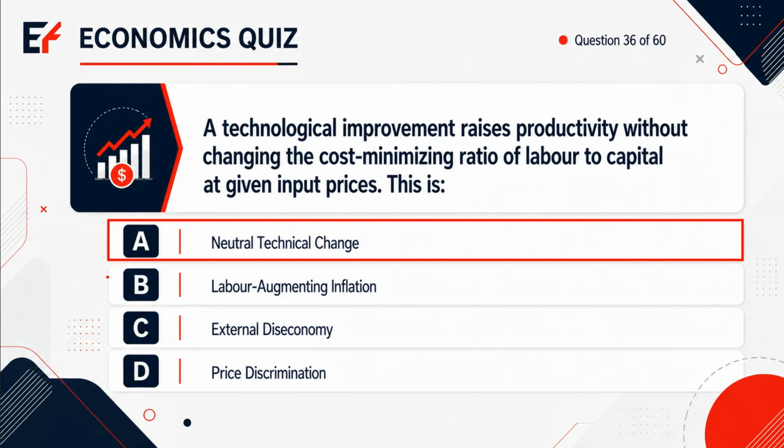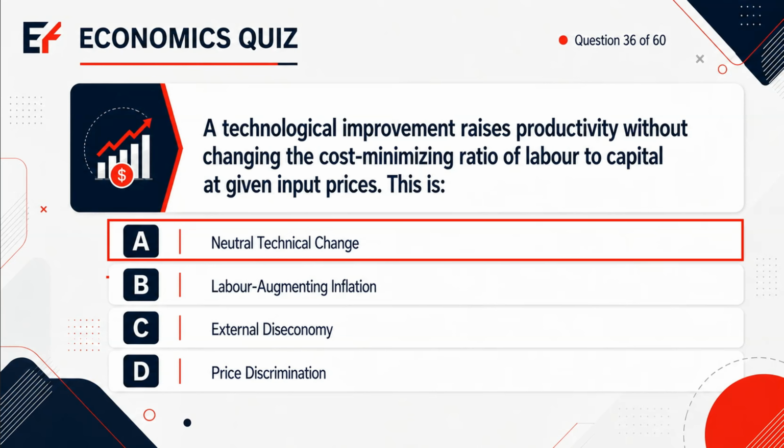Let's identify the type of technological change. Neutral technical change improves productivity without changing the relative efficiency of labor compared with capital in the cost-minimizing input combination. Therefore, the firm can produce more output from its inputs while maintaining the same optimal labor-to-capital ratio at given input prices. Option B is incorrect because labor-augmenting change specifically improves the productivity of labor relative to capital.